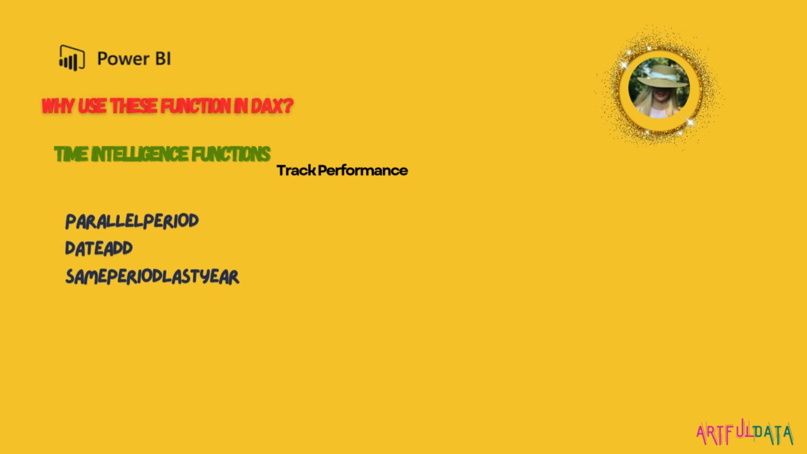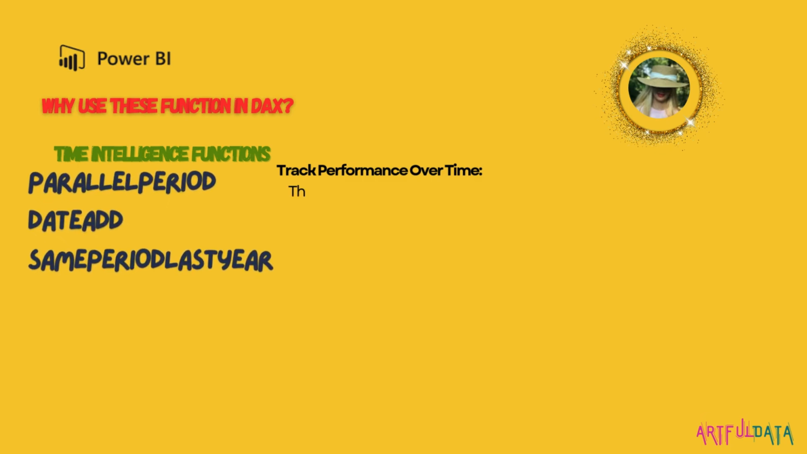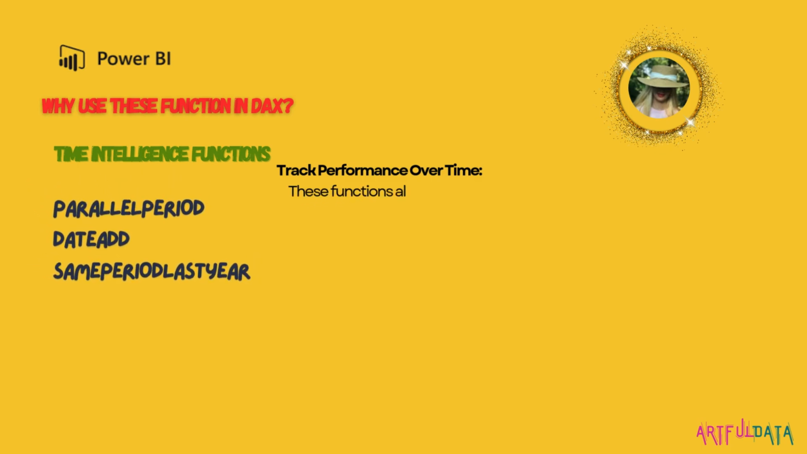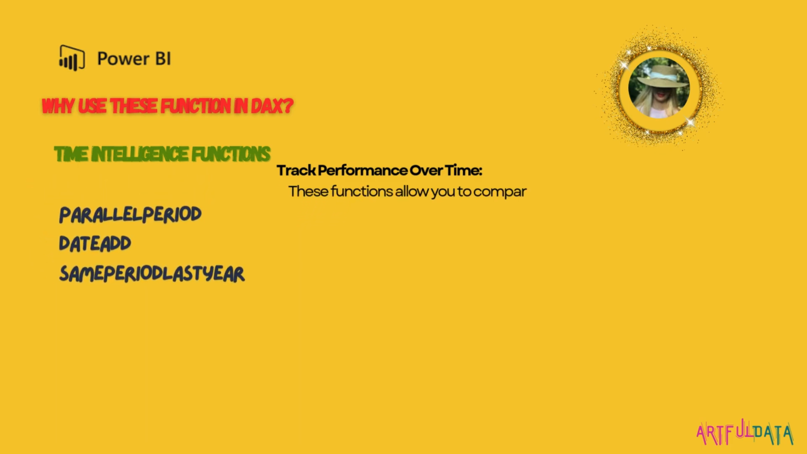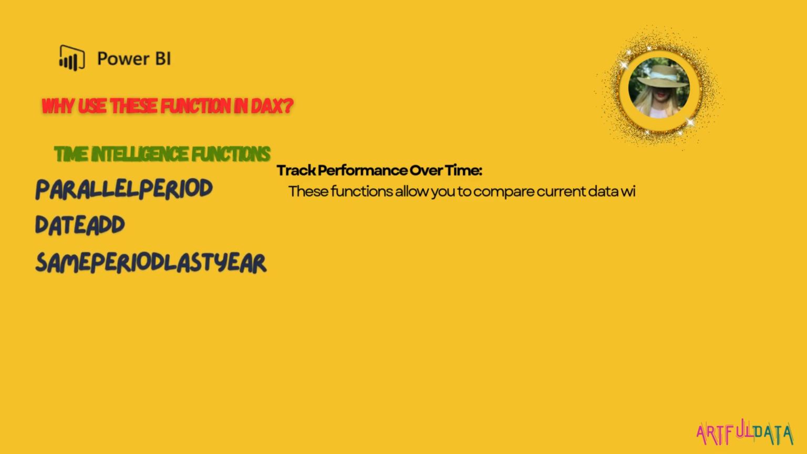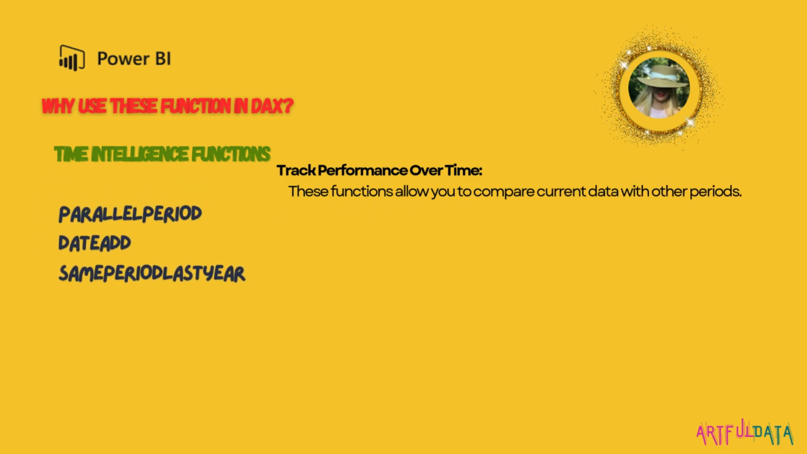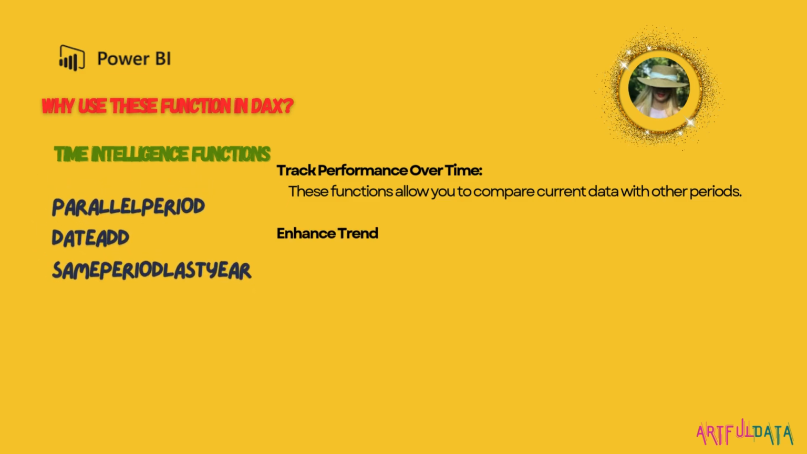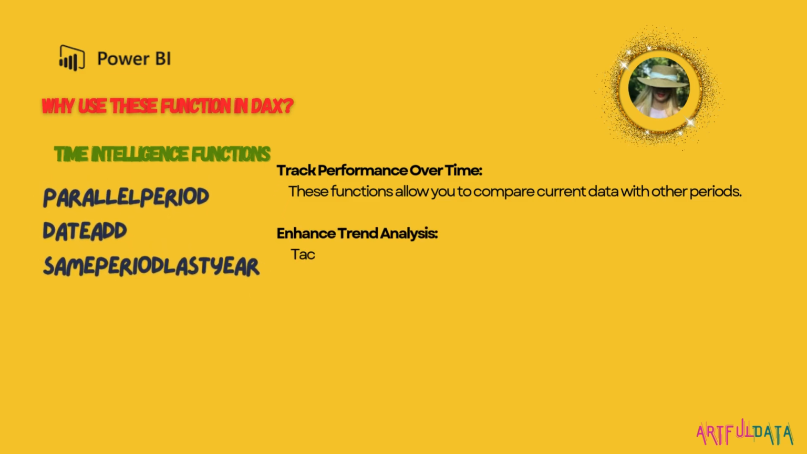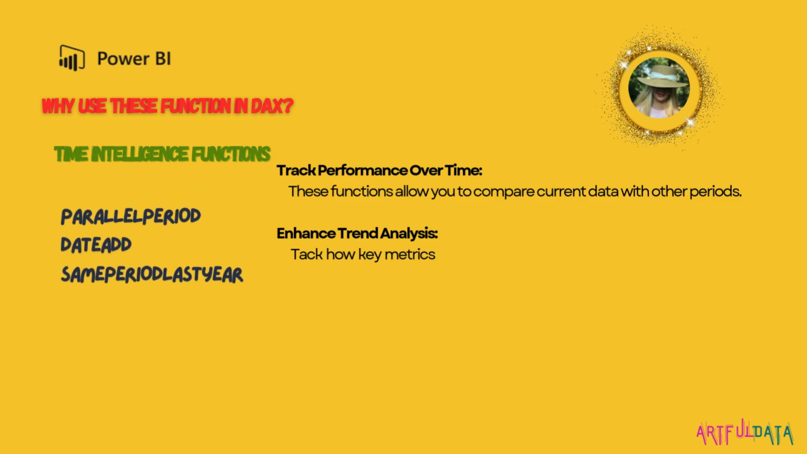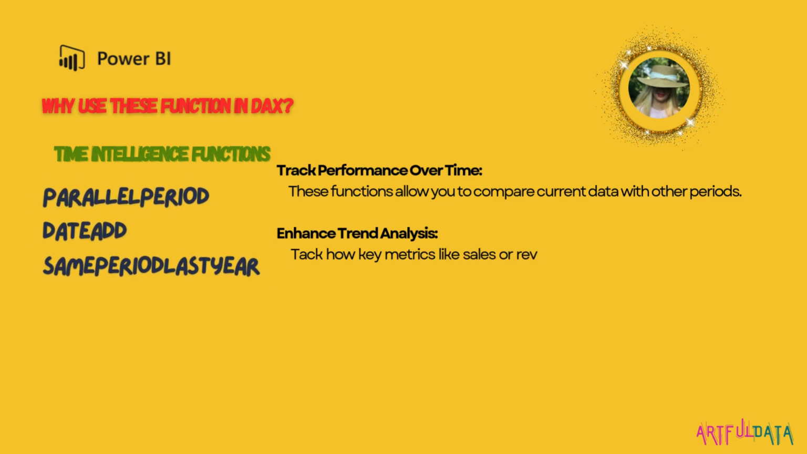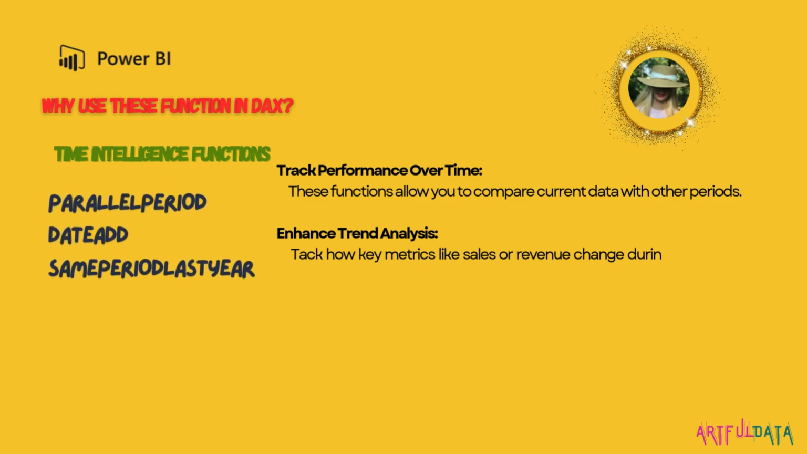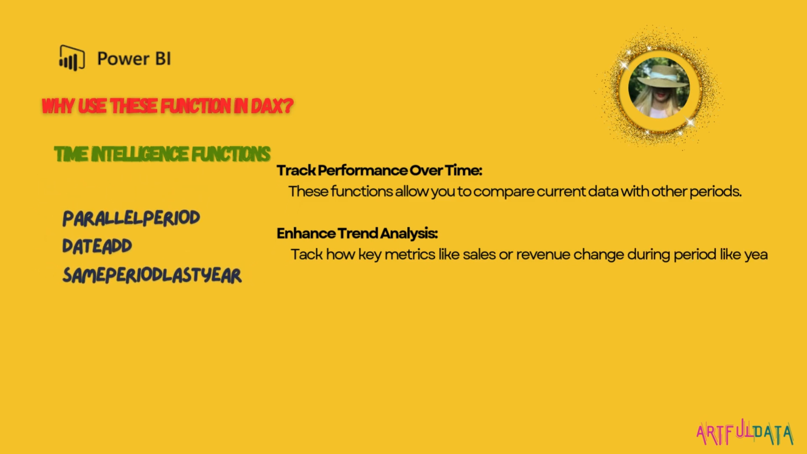Unlock the power of time intelligence in DAX. Discover how PARALLELPERIOD, DATEADD, and SAMEPERIODLASTYEAR can help to track performance over time. For example, it allows us to compare current data with the last year, helping to assess growth, decline, or stability.